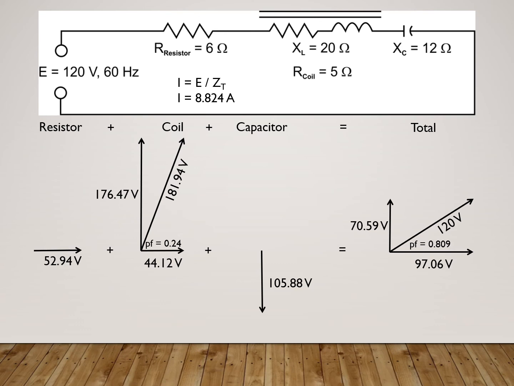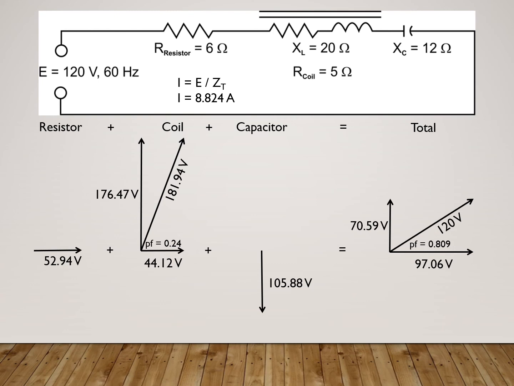When I look at my phase total, all my resistive voltages get added together to become a total of 97.06. My reactive voltages get subtracted from each other, so they're offsetting. So 176.47 minus 105.88 means I have a total reactive voltage of 70.59 lagging. And it's lagging because my inductive component was higher, which means that my total voltage is going to equal 120 volts at a power factor of 0.809.